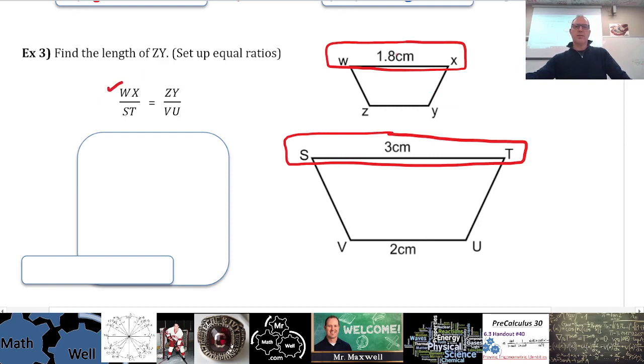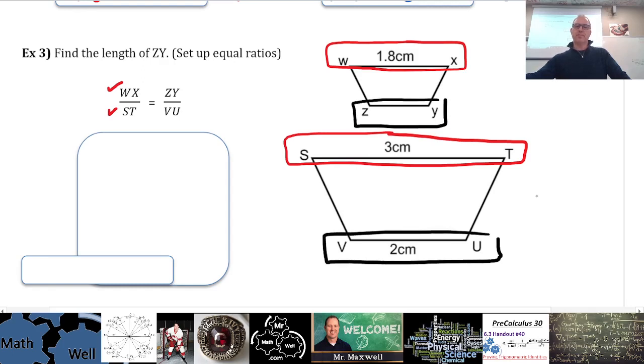So what they suggest is doing this. The length of WX, divided by ST, would have to equal this unknown length of ZY over this known length of UV, or VU. So we're given these three things, and I'm asked to solve for this one by setting up a proportion. So really easy thing to do.